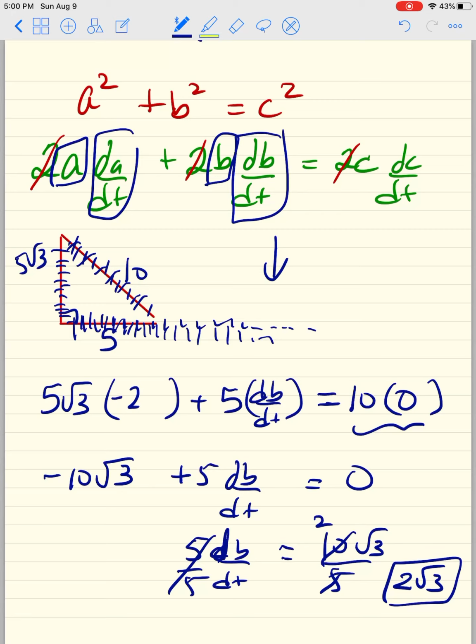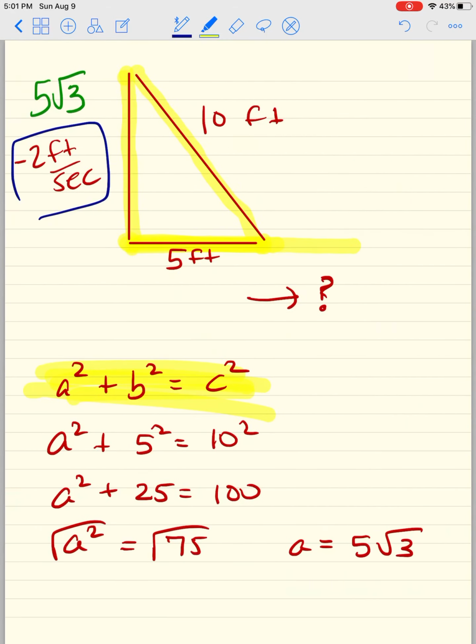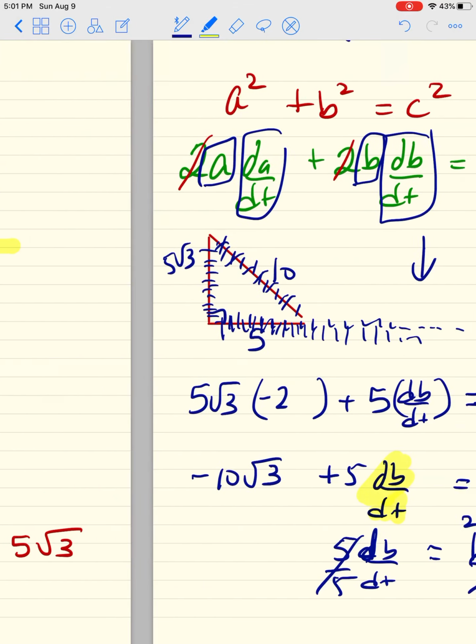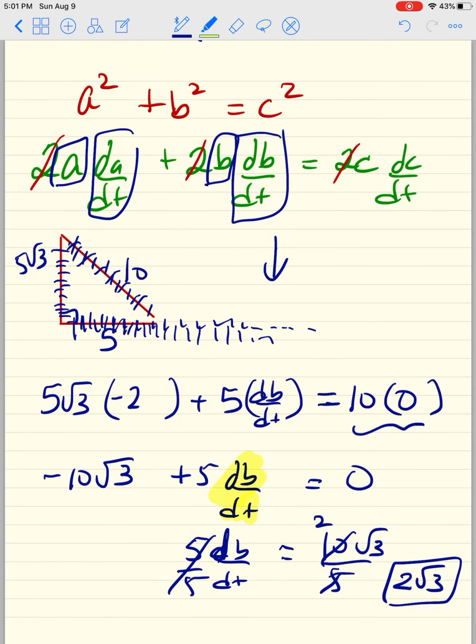Now, this is the answer to dB/dt. What units are we using? Feet per second. So you need to indicate that here. The only reason why I didn't put it is because I don't have enough room on this iPad. So it's 2 rad 3 feet per second.